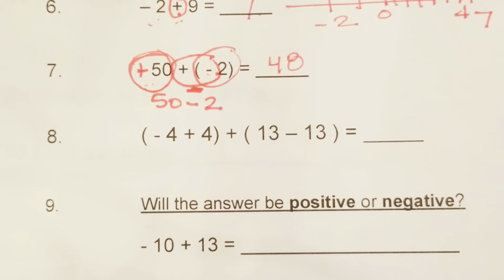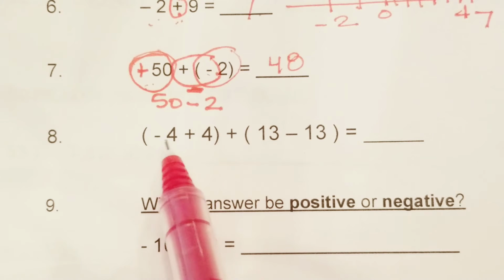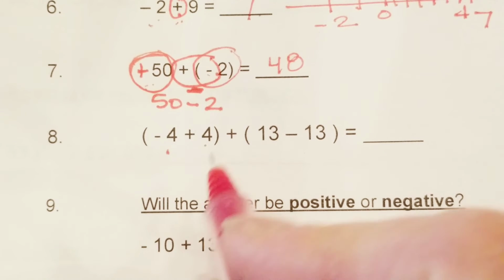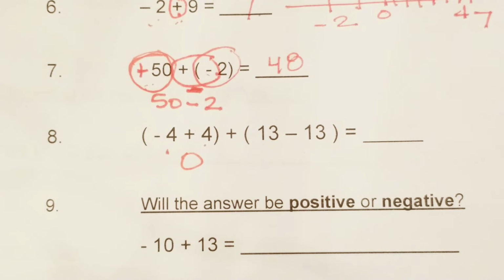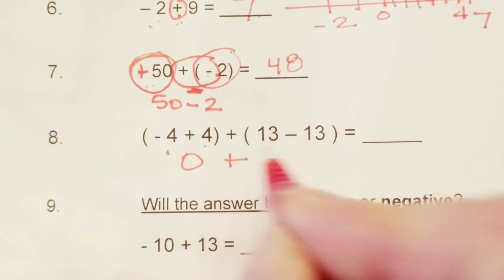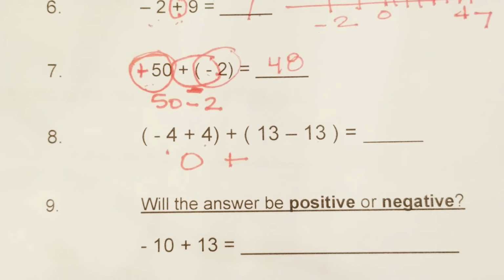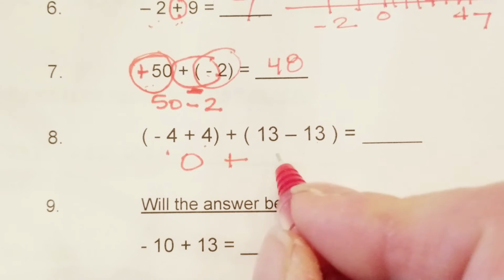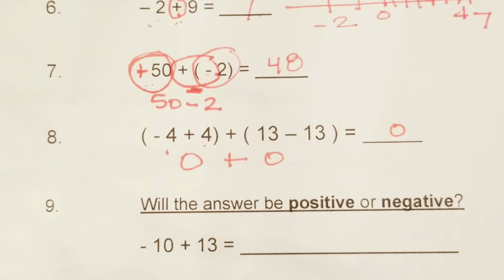Number 8. You have a -4 and a +4. Those are going to cancel out, because if you have a -4 and a +4, that gives you 0. So you're back to 0. Plus 13 minus 13. Well, those cancel out too, because if you have 13 apples and you take away 13 apples, you have 0 apples left. So our answer is 0.